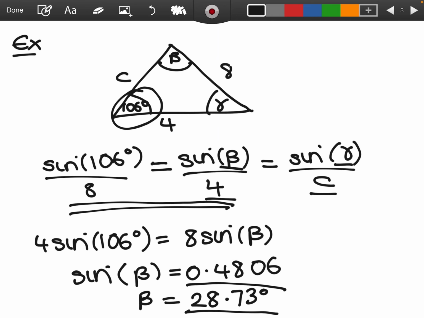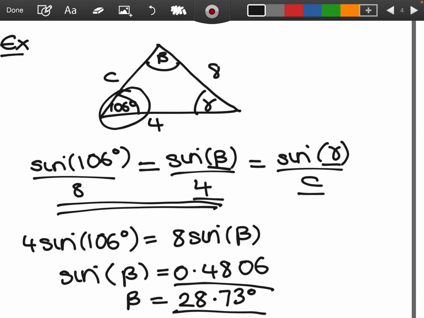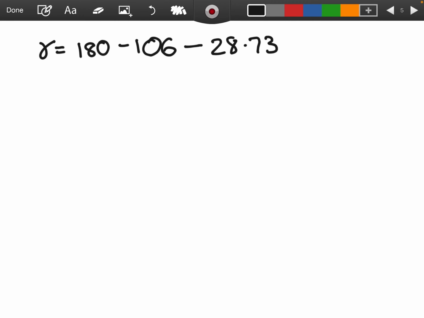But in this case, we know that the only possibility for beta is the one that the calculator gives us. It's that original angle that's in quadrant 1 of 28.73 degrees. So then we can carry on and solve the rest of the triangle using that angle. So now that I know that beta is 28.73 degrees, I can solve for gamma. So gamma is going to be 180 minus 106 minus 28.73 degrees, because I know that all of these angles have to add to 180. So that tells me that gamma is 45.27.